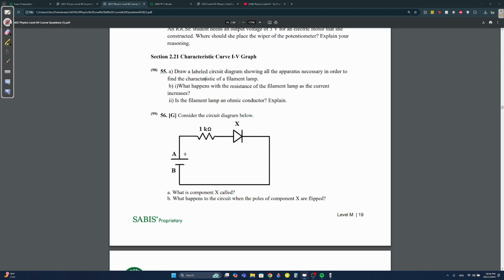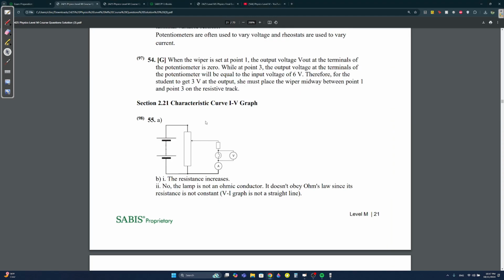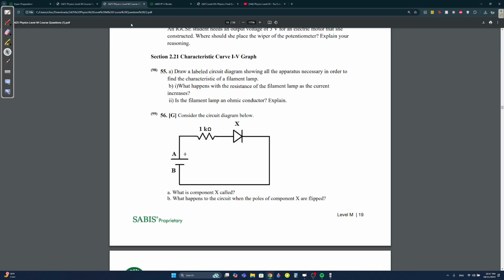What happens to the resistance of the filament lamp as the current increases? Remember, the filament lamp graph looks like this. Here is the current and voltage. As you're going up, the current kind of starts to go down. That's because the resistance starts increasing. When there's more resistance, it's basically telling the current, no, you have to go back down. So the resistance will increase as current increases.